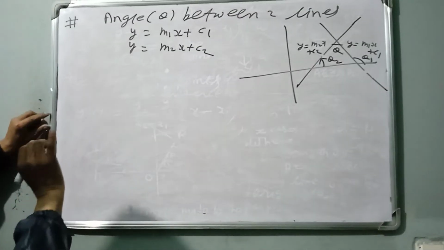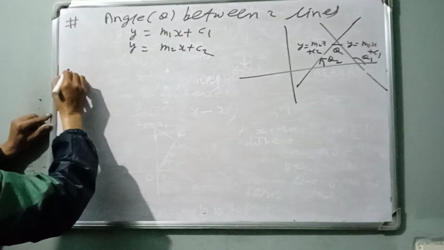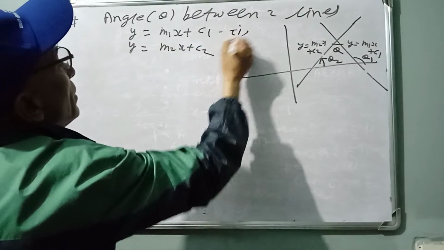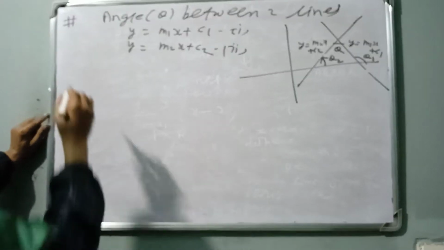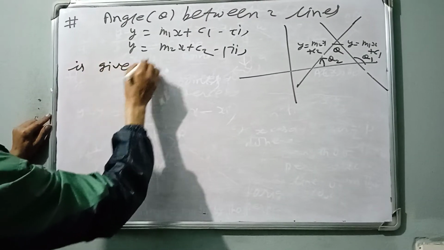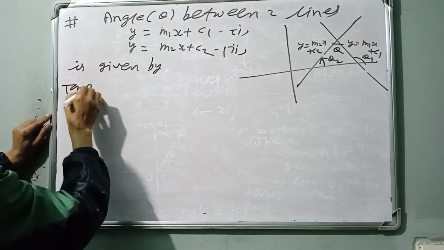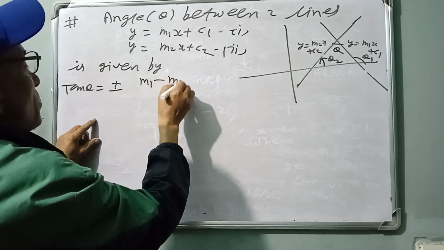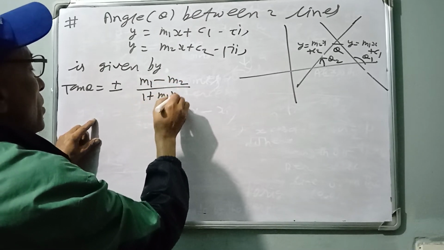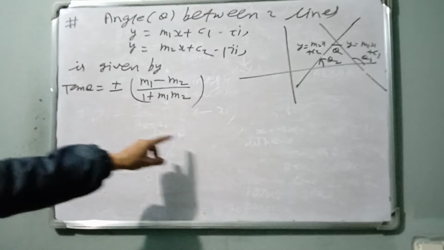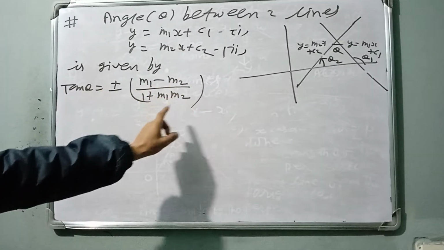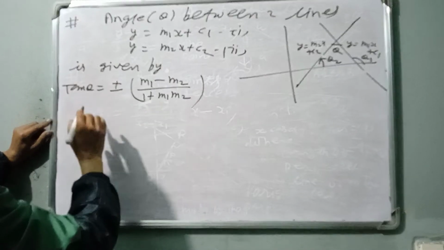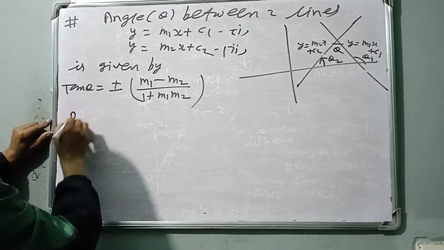And what is the formula? The angle theta between two lines y equal m1 x plus c1 and y equal m2 x plus c2 is given by tan theta equal plus minus, it may be positive or negative, m1 minus m2 upon 1 plus m1 m2. Tan theta equal plus minus m1 minus m2 by 1 plus m1 m2. This is the formula for tan theta. And now perpendicularity and parallelism.